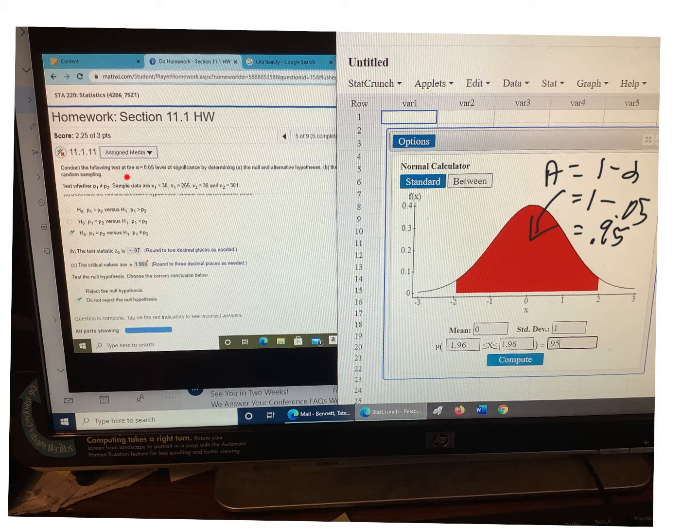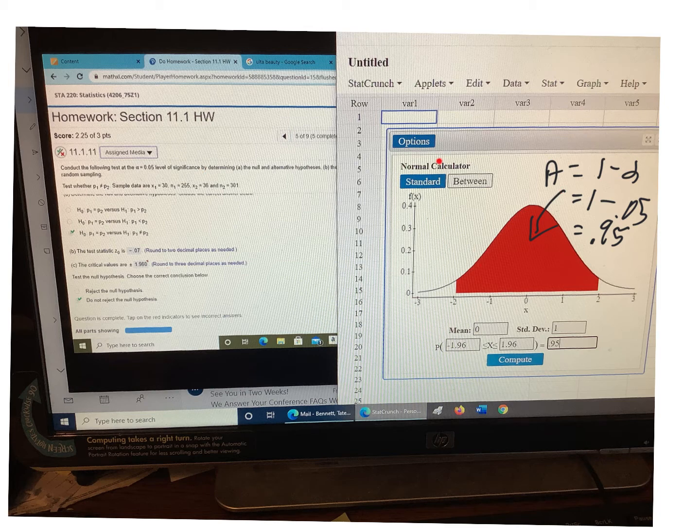I guess they're calling it alpha here. Maybe you didn't use the term alpha before. They called it, like, a 95% confidence interval. So a 95% confidence interval would be equivalent to alpha being 0.05.